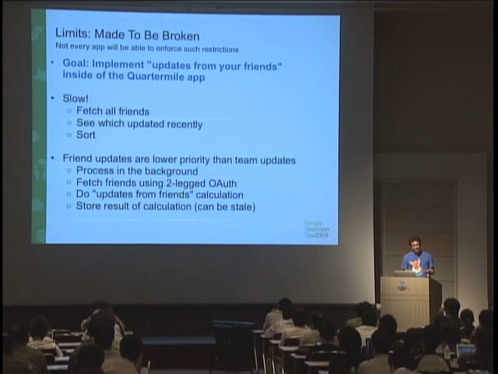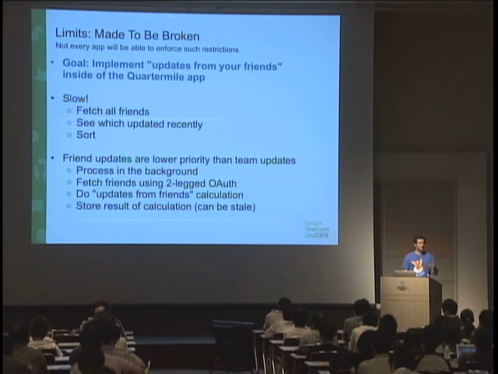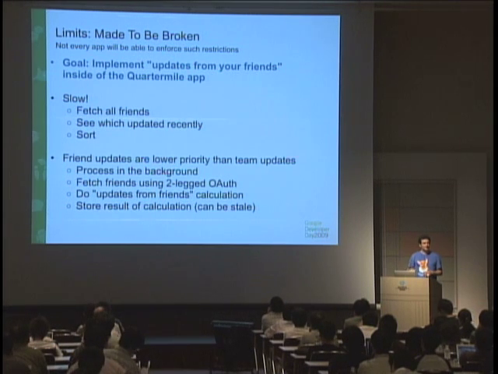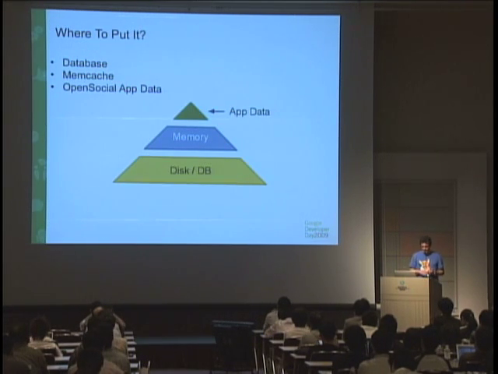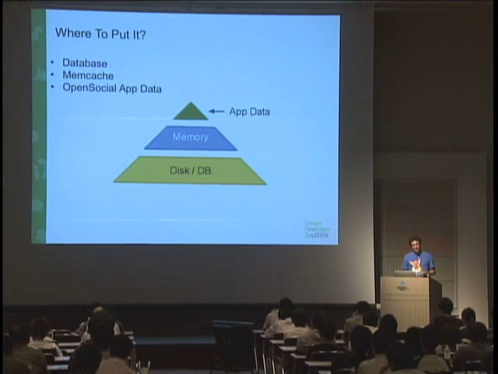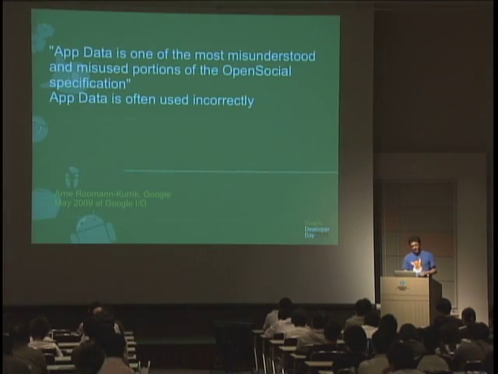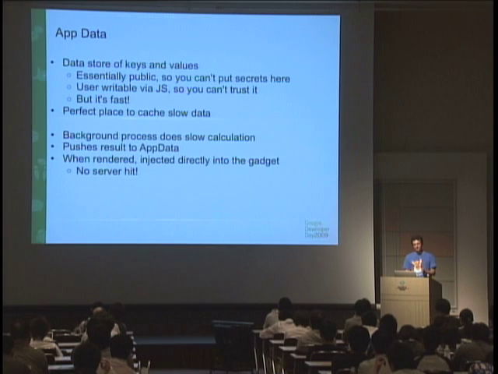Now, there are some aspects where you can break the limits, but then you do that stuff in an asynchronous way. So usually you put a cron job out there that does some costly processing, and this data is not available as often and as timely. So where do you put the data? You have essentially these 3 layers: your database, Memcache, and then OpenSocial app data. Arne says that app data is one of the most misunderstood and misused portions of the OpenSocial specification. So let me tell you how you can use it.